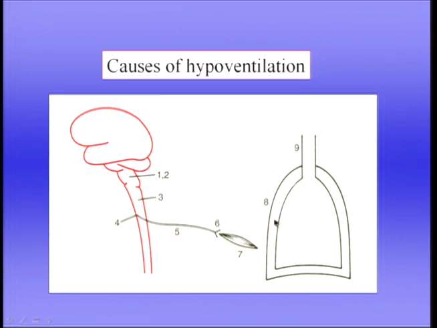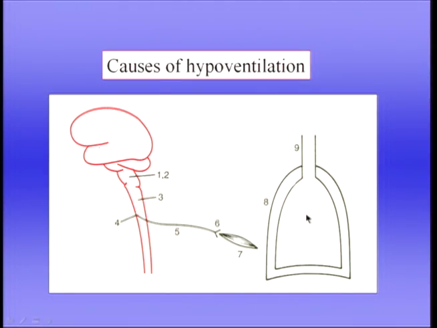Or we could have a problem with the chest cage, for example, a crushed chest. If you're involved in a car accident and you bang your chest against the steering wheel, you might get a fracture of the ribs, that's a crushed chest, and that can cause hypoventilation. And finally, you may have obstruction to the upper respiratory tract here, the trachea in this case, caused by, for example, a cancer or something like that, enlarged lymph nodes compressing the airway. So there are all sorts of causes of hypoventilation, as you can see.